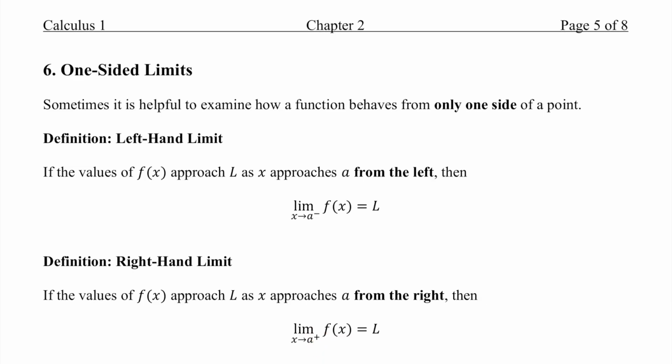The two-sided limit exists only if the left-hand limit equals the right-hand limit. If they are different, then the limit does not exist.